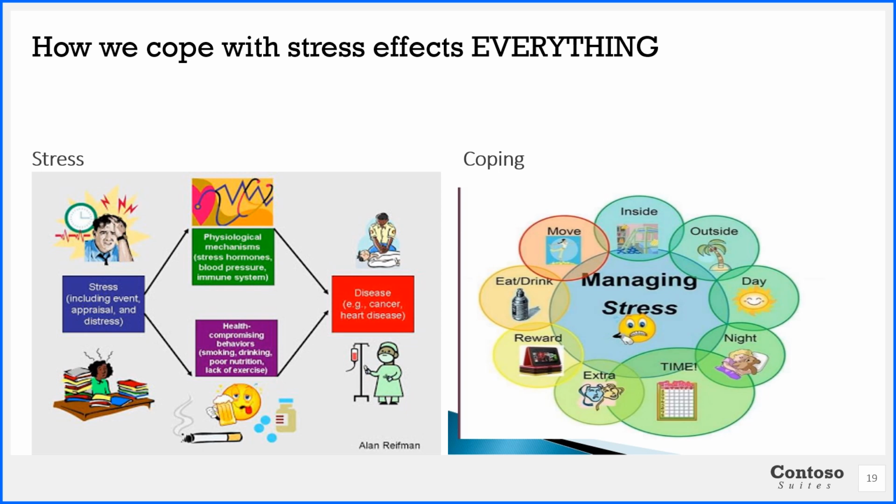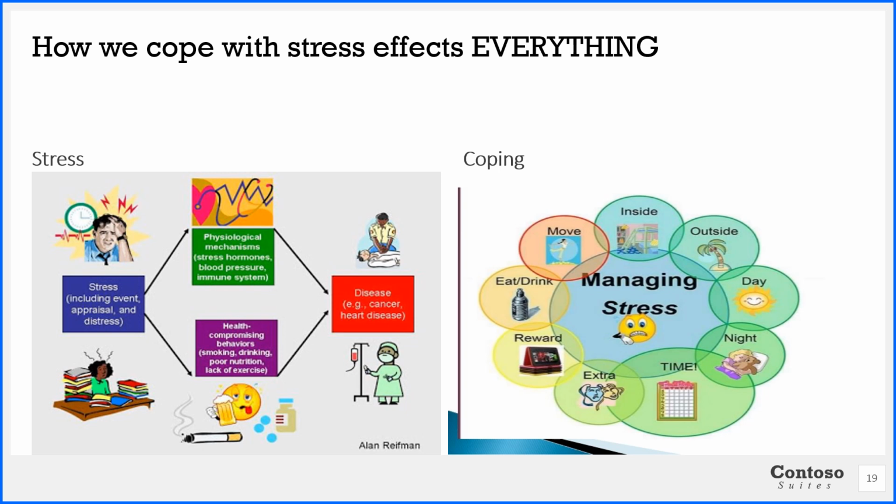It affects everything. It affects your healing. It affects how sick you are. Disease, cancer, heart disease, health compromising behaviors. These are things that you can change. Smoking, drinking, poor nutrition, and lack of exercise are things that we can change. That would help with our stress.